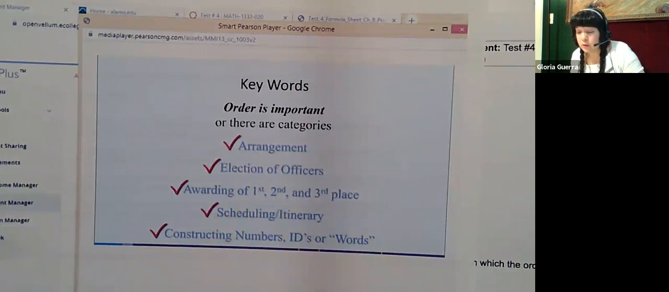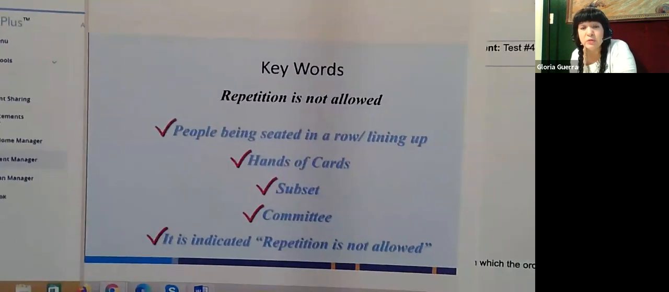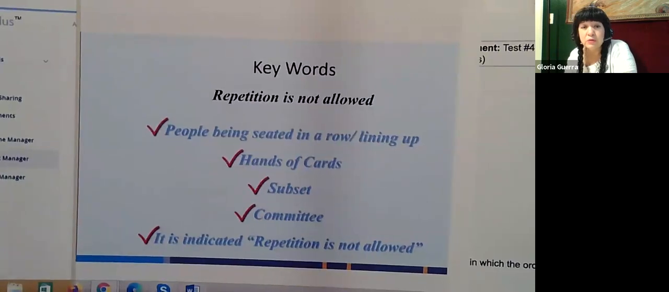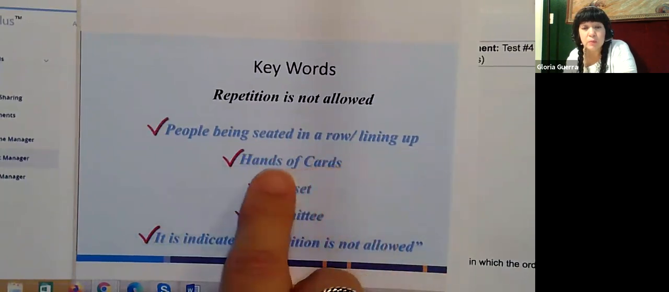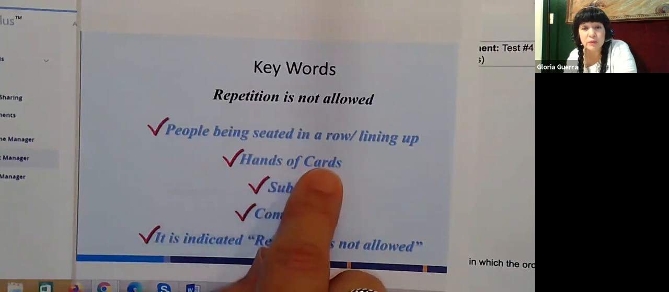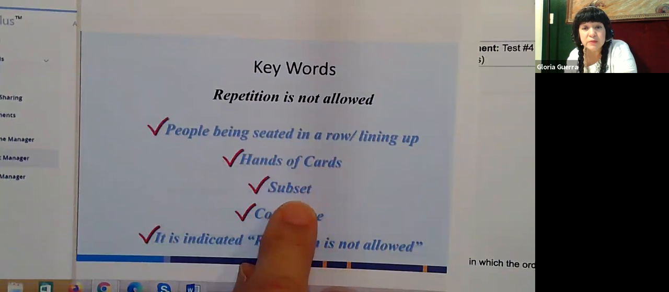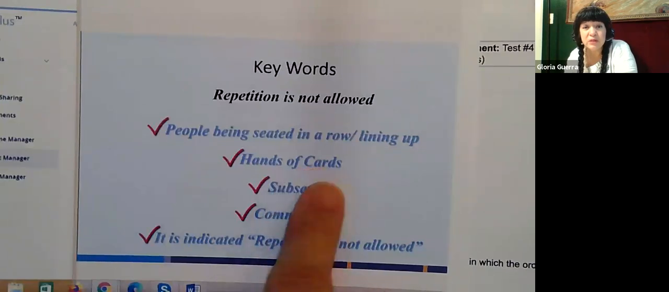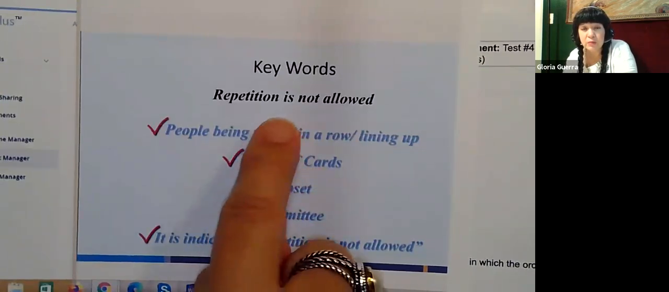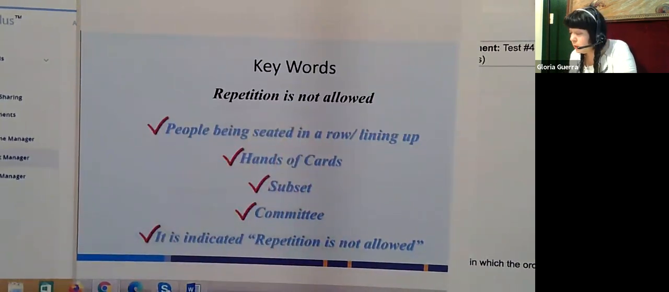And then you have keywords for when repetition is not allowed. Okay, so people being seated in a row, lining up, hands of cards, subsets, committees. Repetition is not allowed. And of course, if they indicate that repetition is not allowed, then you'd have to follow that. So when you see these keywords in your problems, you can make a note that repetition is not allowed.